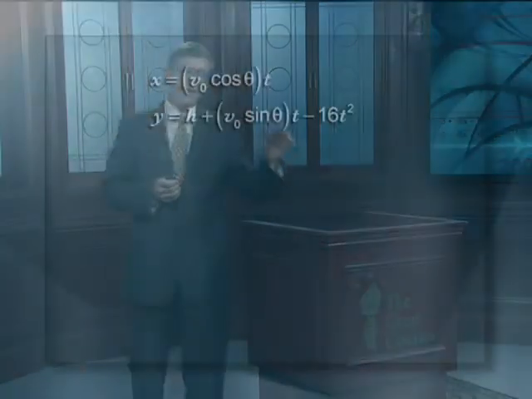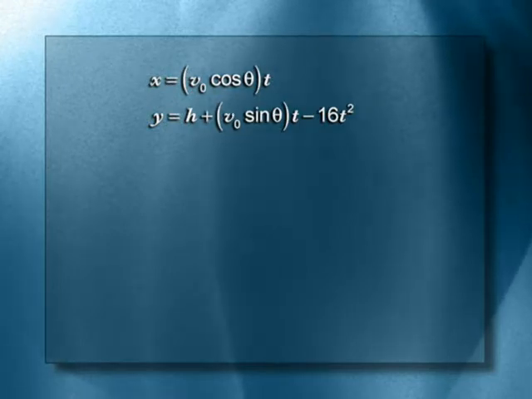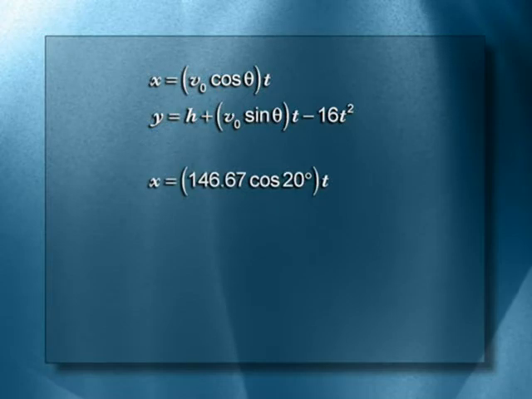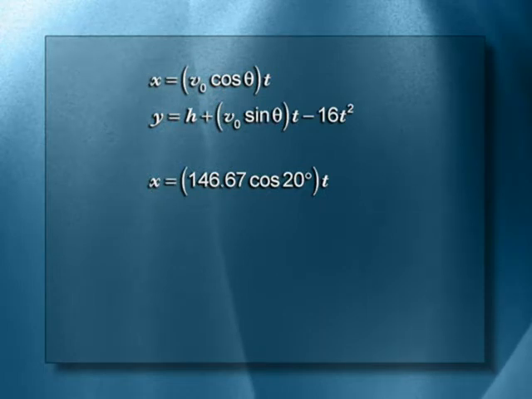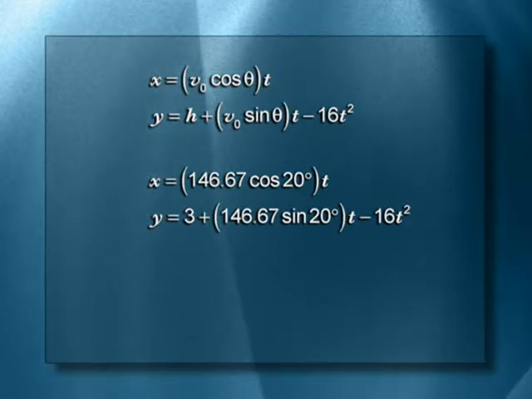The equations were x is v0 cosine theta times t, and y is h plus v0 sine theta t minus 16t squared. Plug in the numbers. We get for x: 146.67 cosine of 20 degrees, that was the angle, times t. And y is 3. Remember, we hit it 3 feet above the ground, plus 146.67 sine 20 degrees times t minus 16t squared.